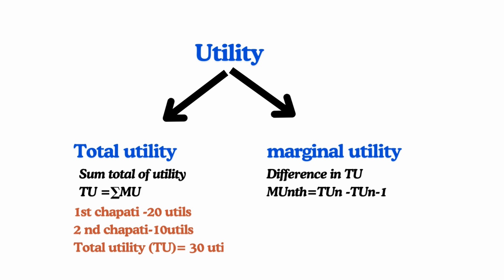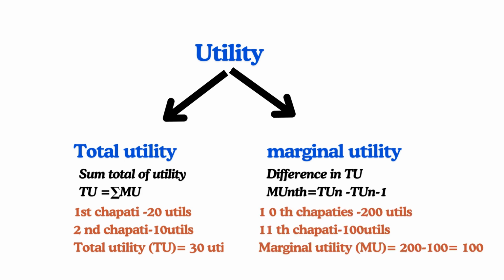For example, if 10 chapatis yield satisfaction of 200 utils and the 11th chapati yields satisfaction of 100 utils, then the marginal utility on account of consumption of the 11th chapati is 200 utils minus 100 utils, which equals 100 utils. So this is called marginal utility.